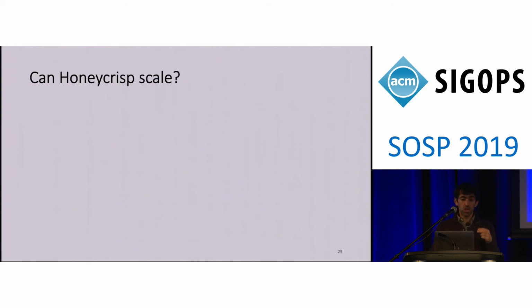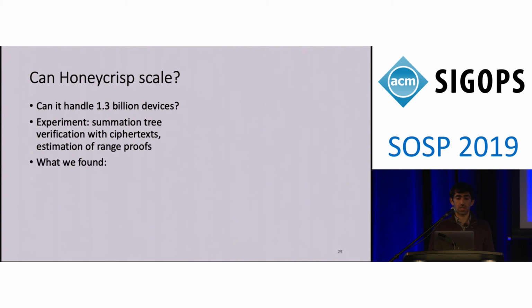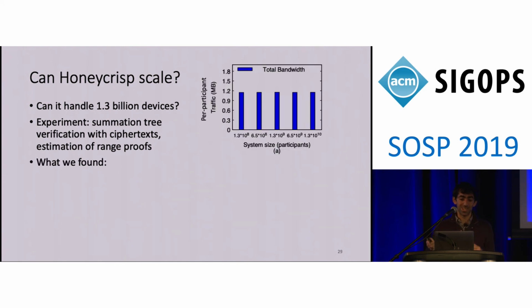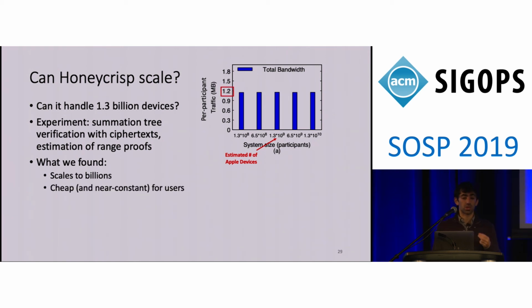Now, I'm going to run through this quickly. We also wanted to see that since so many relevant companies have such large deployments, can they handle the scale? And this is the number, again, from Apple's deployment of 1.3 billion devices. And what we found in short is, yes, it does scale. So here's the numbers we're looking at. This is the 1.3 billion, and we also looked at values a factor of 10 and higher and lower. And so we see that this scales to billions with just this 1.2 megabyte cost for users.